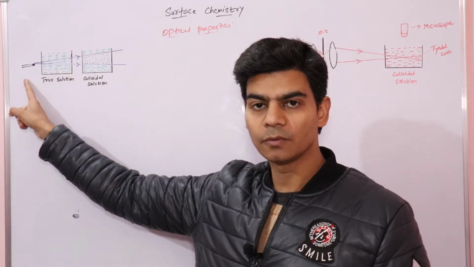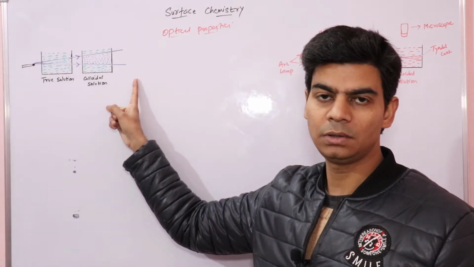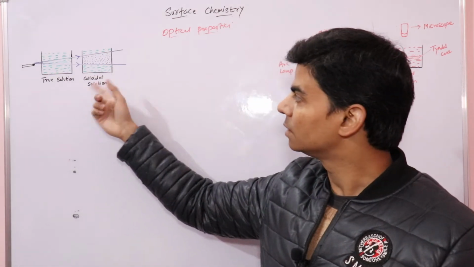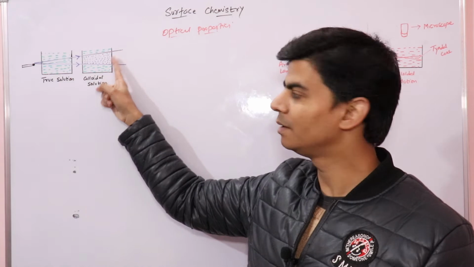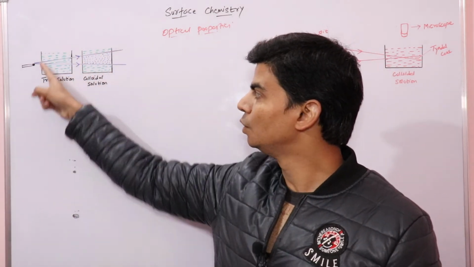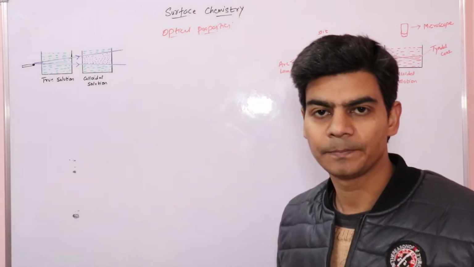When a beam of light is passed through a true solution and a colloidal solution kept in a dark room, it is observed that the beam of light illuminates with a bluish light in the case of the colloidal solution, whereas no illumination is observed in the case of the true solution.